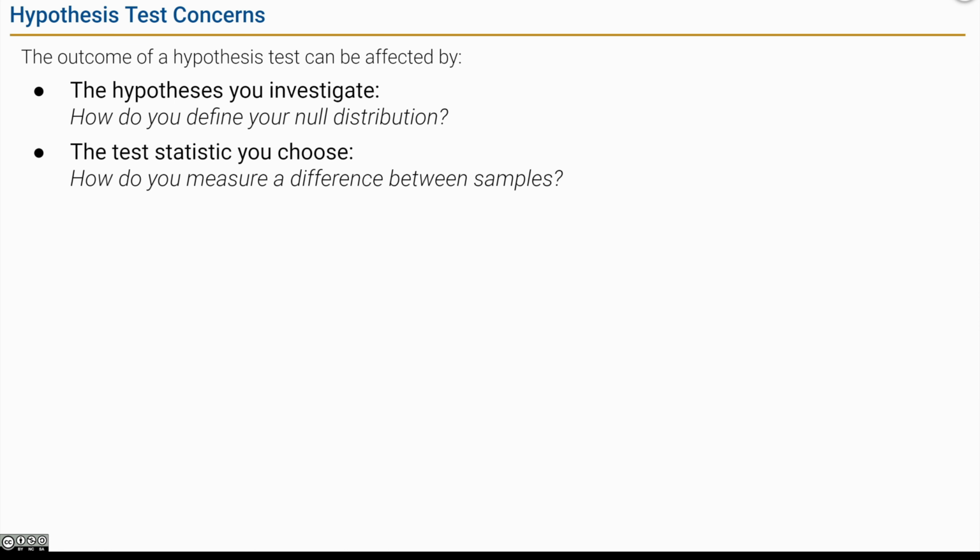The first is the hypotheses that you choose, right? So are these the correct hypotheses for the question you're trying to answer? Did you choose the right test statistic? Is this actually measuring the difference you're trying to measure?